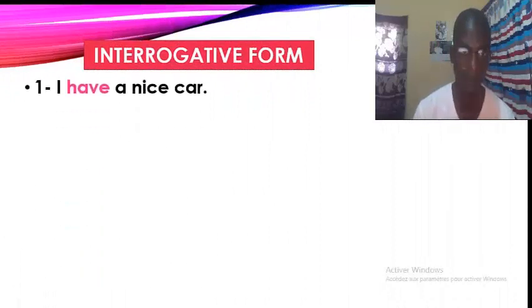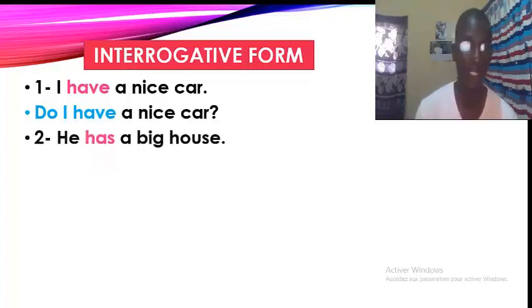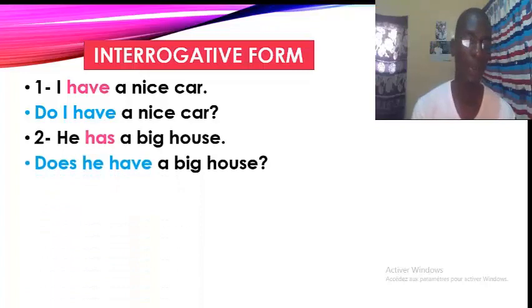Même chose avec la forme interrogative. Si c'est un auxiliaire, il se conjugue seul. Si c'est verbe ordinaire, il se conjugue avec do. Donc ici, on dira do I have. On ne dira pas have I. Do I have, parce que c'est un verbe ordinaire. It's an ordinary verb. For number two also, as has is a full verb. It needs do. So we will say, does he have a big house? Don't say has he. It's a big mistake.